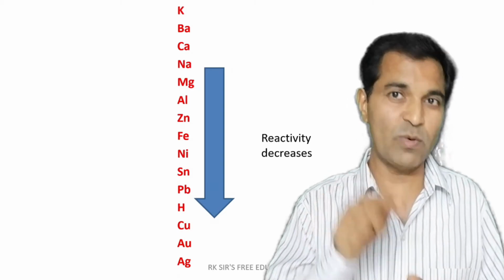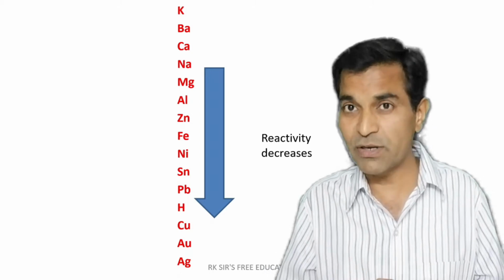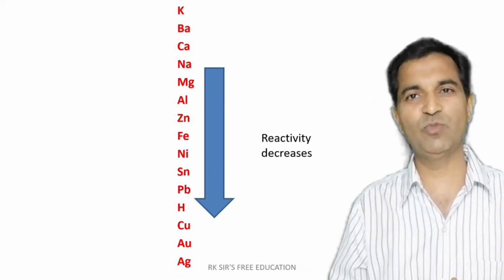So you can see over here that copper is almost third from the bottom, meaning a very less reactive metal.